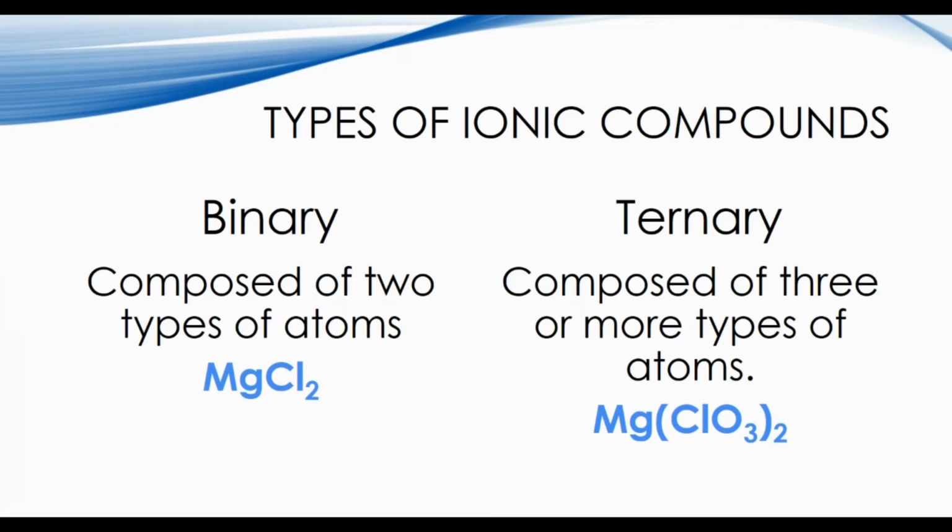In this video, we are going to continue talking about binary compounds, but we are now going to focus on binary compounds that have transition metals because the rules change just a little bit when it comes to them. As a recap, binary means composed of two types of atoms. Ternary, as the screen shows, is composed of three or more types of atoms. Our next video will be on the ternary rules for ionic compound naming.